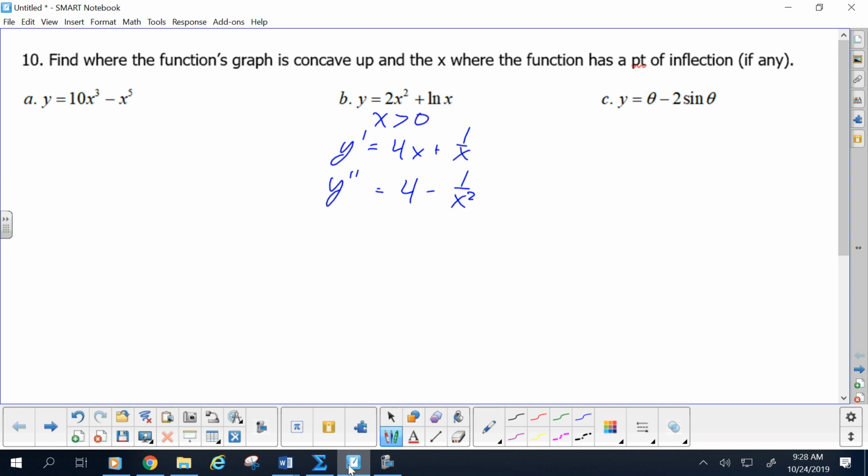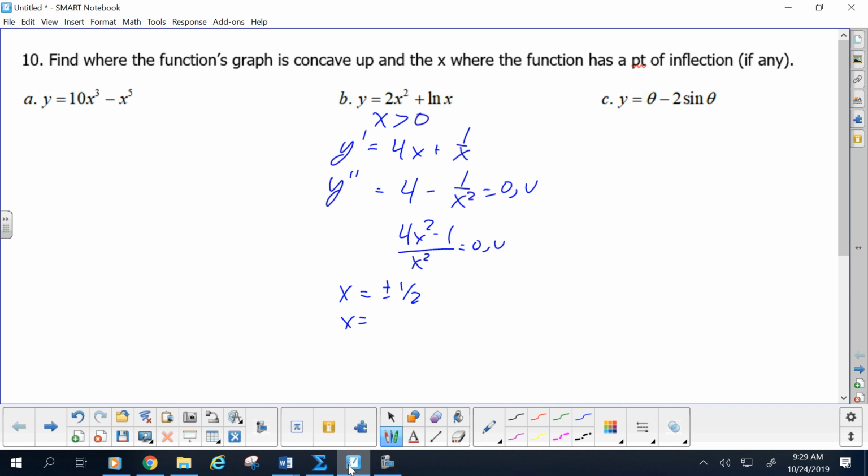Now what do I want to do? Find the zeros. I can't find where it's turning positive or negative until I find where it's 0, or undefined. It's still kind of ugly, so let's write it as 4x squared minus 1 over x squared. What are the top zeros? x equals plus or minus 1/2. Do we agree? What about the bottom zeros?